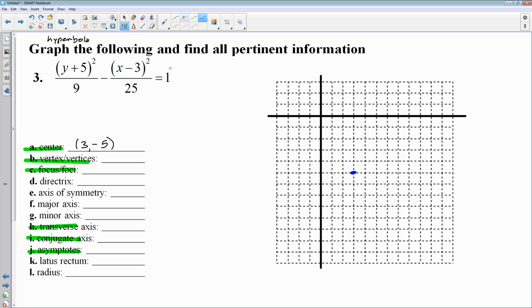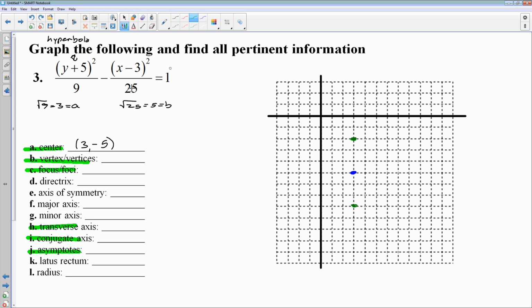Then I'll find my a and my b. The a is always first in a hyperbola, so the square root of 9, which is 3, that's my a. The square root of 25, which is 5, that's my b. And those numbers, just like the ellipse, tell you how far up and down and left and right. My y-axis goes up and down, so the number under my y coordinate, y plus 5, is 3 squared. So I'm going to go up and down 3. So I'll go up 3, I'll go down 3.